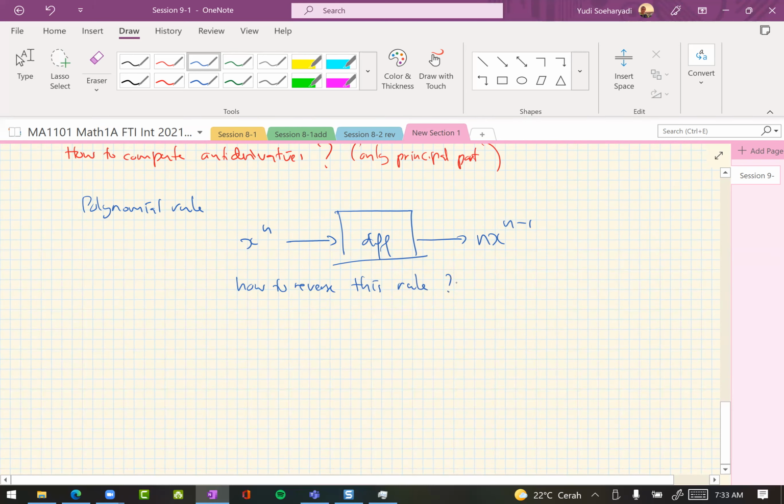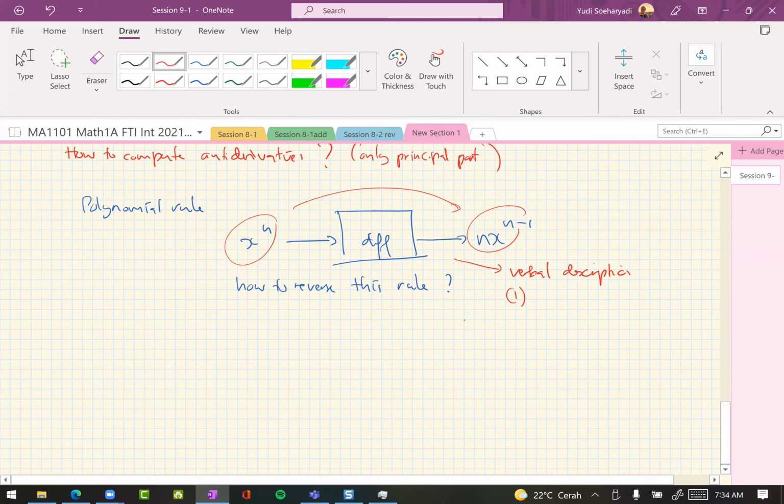Okay, all right. So this rule, if you describe it verbally, what you do is from x to the n becomes n times x to the n minus 1. So how do you describe this one becoming this? How to describe it?